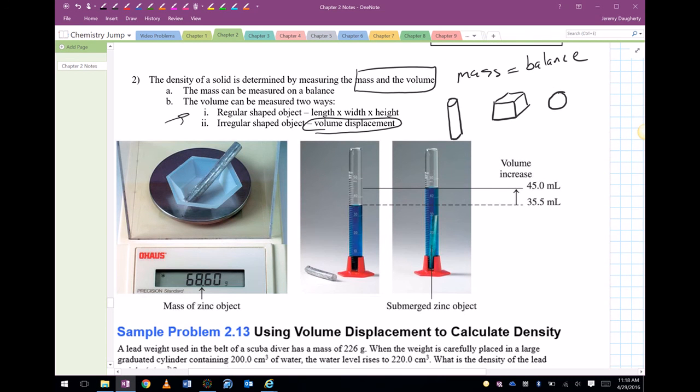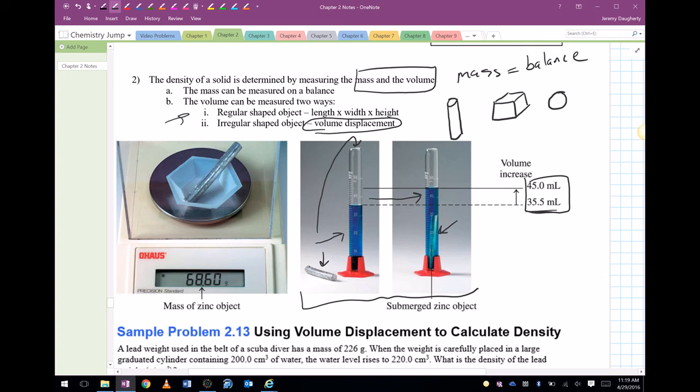Here's an example of volume displacement. Here is a graduated cylinder with a volume of 35.5 milliliters, and that's without this object thrown in there. Once we throw the object in there, the volume goes up, in this case to 45. The difference in volume is the volume of this object. Archimedes came up with this idea. Just do a quick Google search on Archimedes and it'll probably be the first topic that comes up. So the volume displacement, how much water was moved, is the volume of the object.